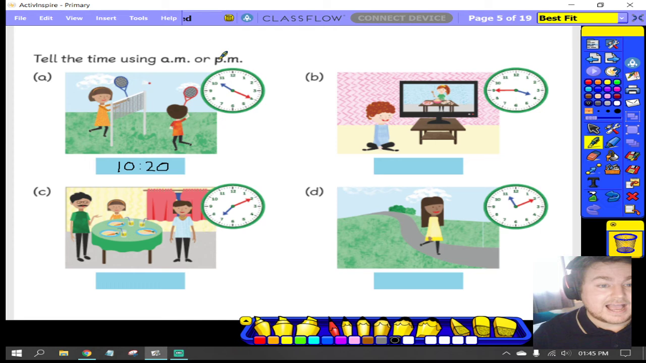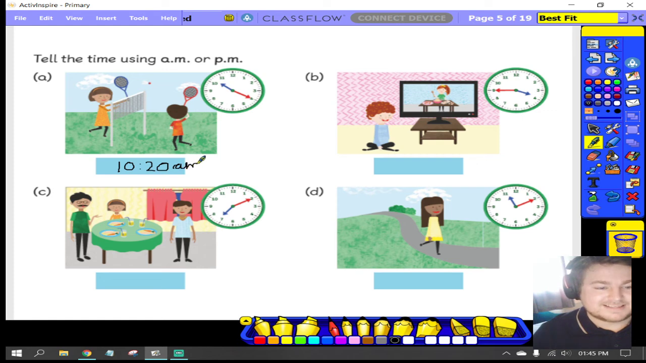Now, using AM or PM. Well, there's a big clue. The weather, isn't it? If I thought about 20 minutes past 10 at night, I don't think they'll be able to play badminton outside without any lights. It looks like a nice sunny morning to me. I'm going to put AM.